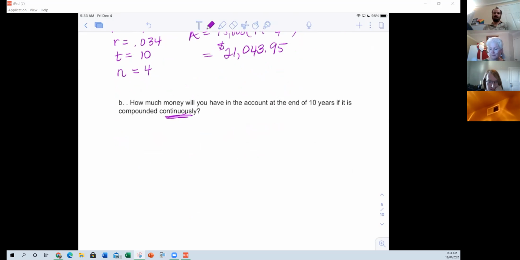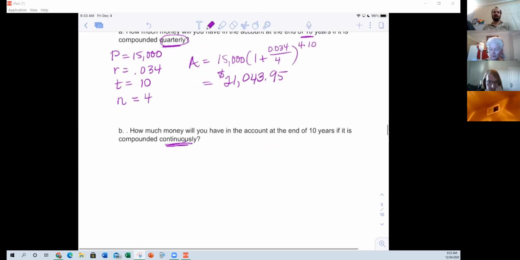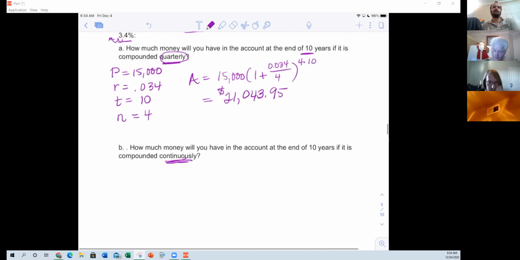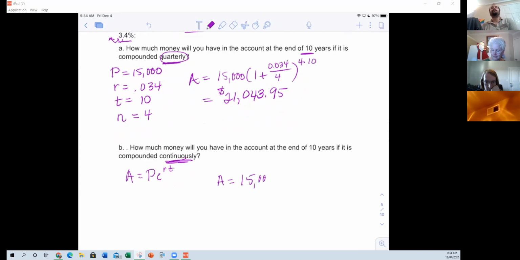How much money will you have in the account at the end of 10 years if it's compounded continuously? So I know I'm using the PERT formula. Same variables as up here. So A is going to equal 15,000 times E to the 0.034.